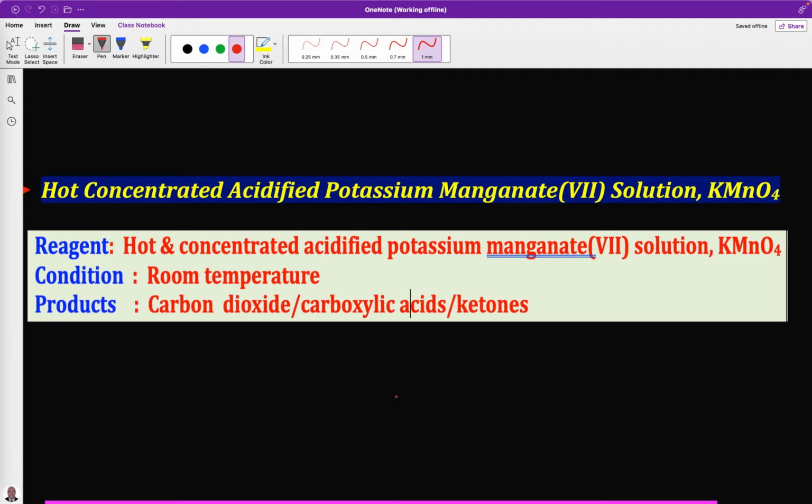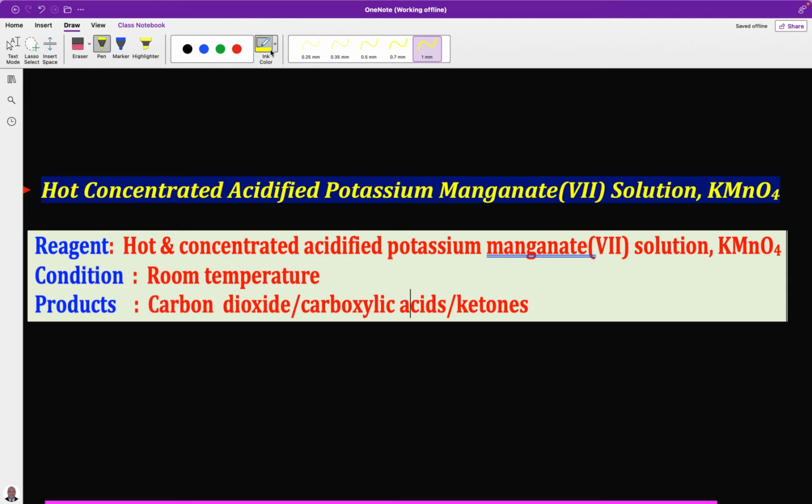But the product formed in this case, since there is the rupture of the double bond in the alkene, will depend on the position of the double bond.